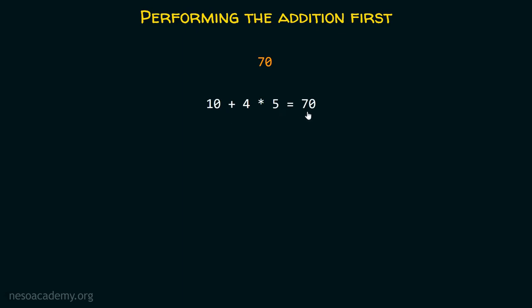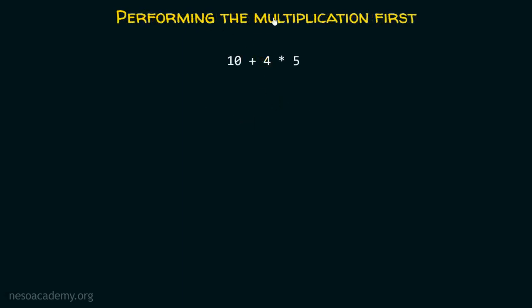This is our result. Maybe there is someone who prefers multiplication over addition. Let's see what happens when we try to multiply these two numbers first and then perform the addition. Let's perform the multiplication first. 4 into 5 is what? 20, right? We can replace this easily by 20. And now 20 plus 10 is 30. There is a drastic difference. You can see that when we perform addition first, we got 70, and when we perform multiplication first, we got 30. Huge difference. Isn't that so?